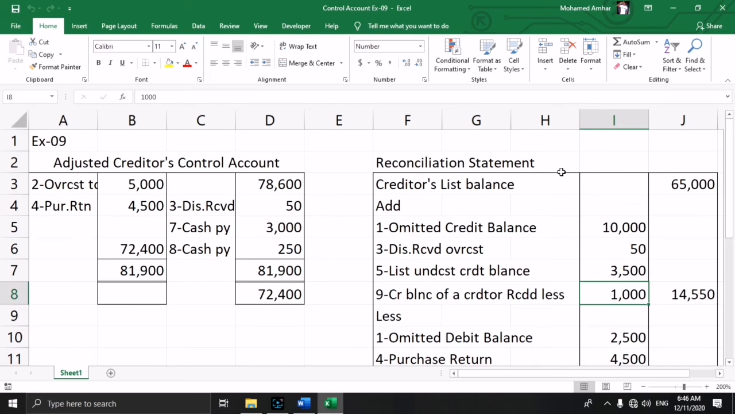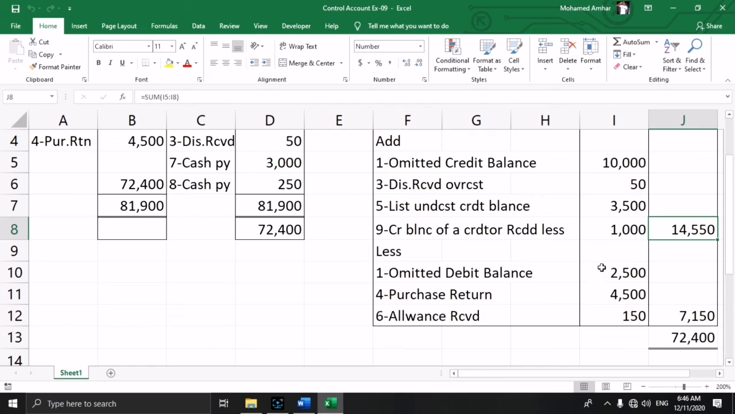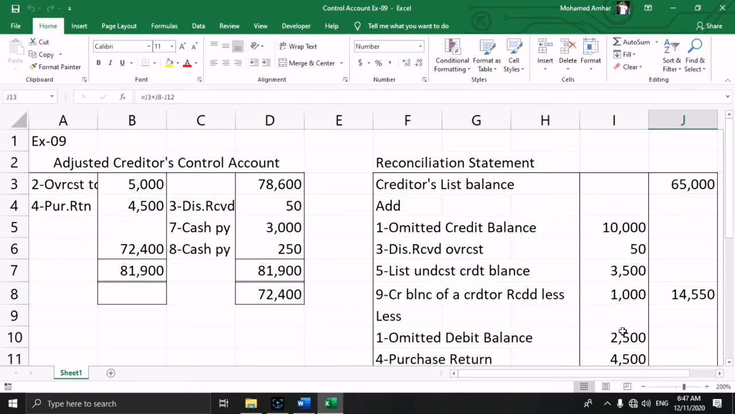Now, to correct the list balance, you have to add these four numbers, that is 14,550, and you have to deduct these four numbers, that is 7,150. So the adjusted creditors list balance is 72,400. Here you have not been given the opening balance. You have to find out the opening balance, the brought forward balance.